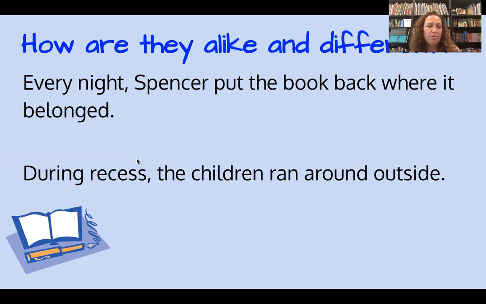And ooh, how many of you noticed the opener in the second sentence? During recess, comma. That's opening the sentence again for us, right? It can't stand by itself. So we have to separate it with a comma. The children ran outside could stand by itself because you have your subject and your verb. But during recess is our opener, and we're going to use a comma there.